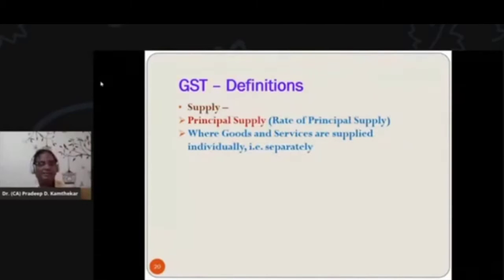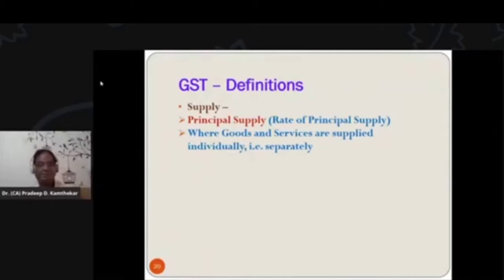Now, supply. In supply, this is very important because GST is applicable only when there is a supply. So if there is no supply of goods and services, GST is not applicable. To understand GST, one has to understand what supply is. We have three types of supply, and these three types will make you understand which GST rates will be applicable, because the GST rate applicable on a particular supply of goods and services depends on which type of supply it is.